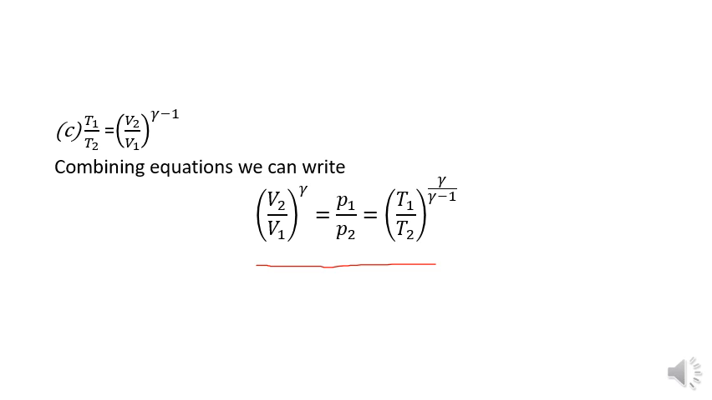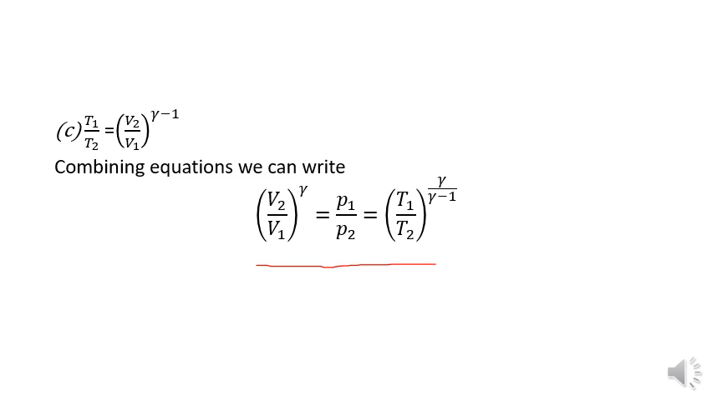For doing the problems, you have to remember these relations between P, V and T, and the work done during the expansion process. The work done during the expansion process is (P1 V1 minus P2 V2) by (gamma minus 1), or mR (T1 minus T2) by (gamma minus 1).